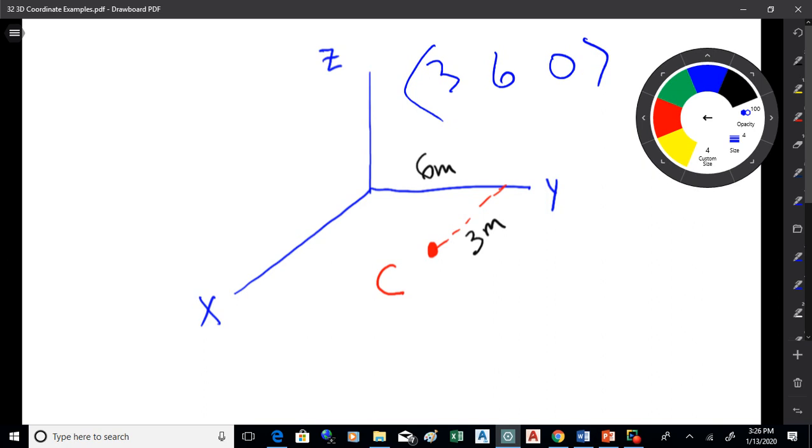You just want to be able to read these. It's just like a dimensioning system. Not quite what you learned in drafting, but it's a similar idea, okay? All right.